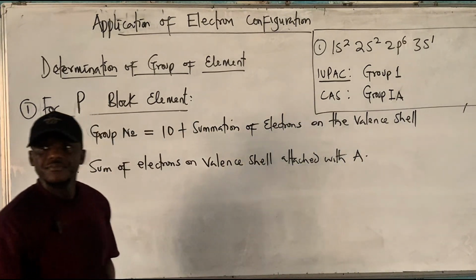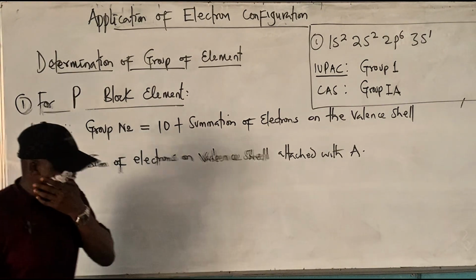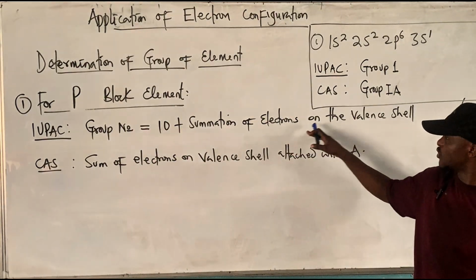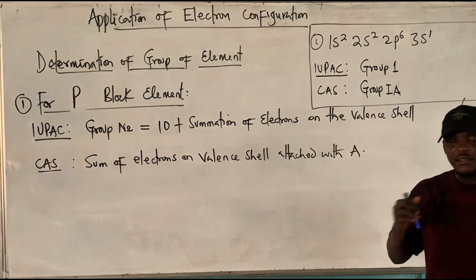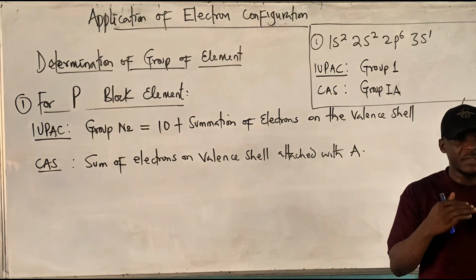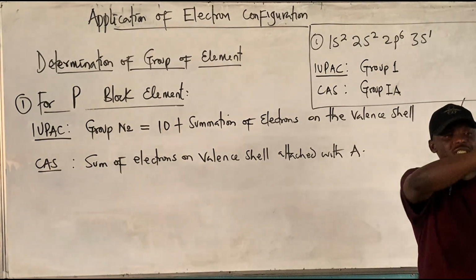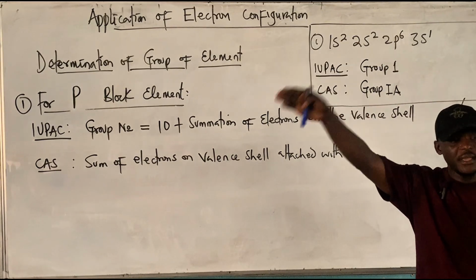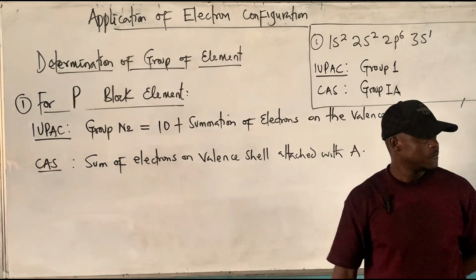Now look at this. For the P block element, group number according to the IUPAC would be 10 plus the sum of electrons on the valence shell. I'll tell us why the 10 is there. For those of us that were in class when we treated the periodic table, you realize that the D block, which is at the center of the periodic table, has 10 columns. So for you to get to the P, you have to cross those 10 columns. That is why we have this 10 here.